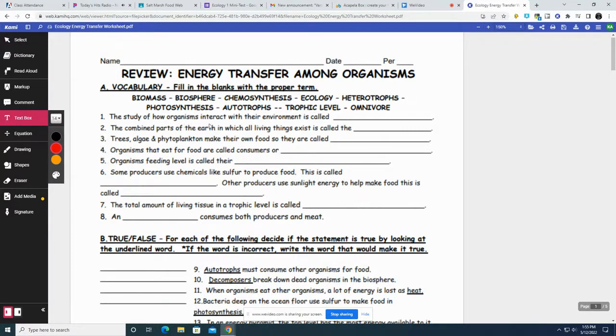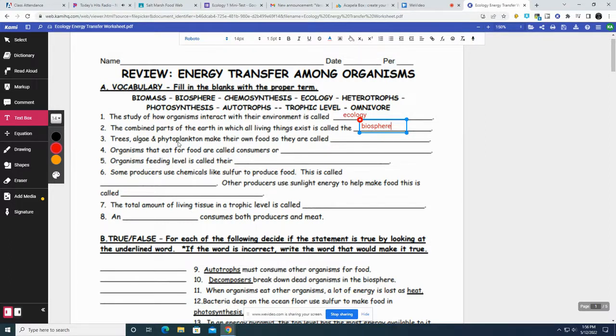The study of how organisms interact with their environment. The study of, usually that ends with ology, like biology. This one is going to be ecology, which is basically the study of ecosystems. The combined parts of Earth in which all living things exist. Here's our little word bank. That's the biosphere. The biosphere is all life on Earth.